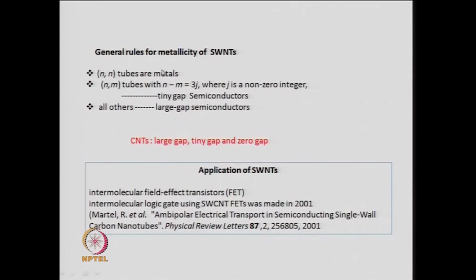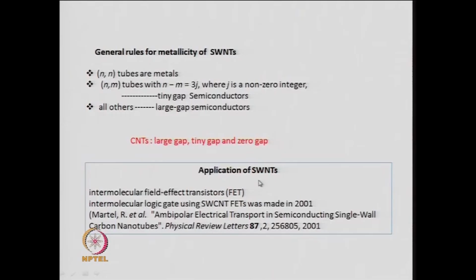So, depending on these values of n and m, you can have metals, small gap or tiny gap semiconductors, or large gap semiconductors. So, to remember, graphene is normally a zero gap semiconductor, whereas carbon nanotubes can have small gaps, large gaps, and they can also be zero gap semiconductors.